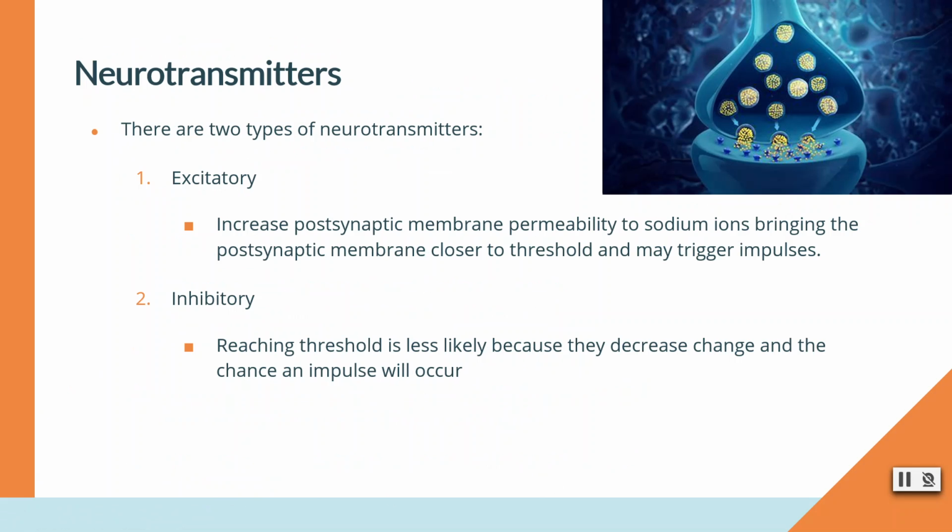And we know that there are also two different types of neurotransmitters, which are excitatory, which increase the postsynaptic membrane permeability to sodium ions, bringing the postsynaptic membrane closer to the threshold and possibly triggering the impulse, and inhibitory, where reaching threshold is less likely. They decrease the change, and the chance an impulse will occur is less.